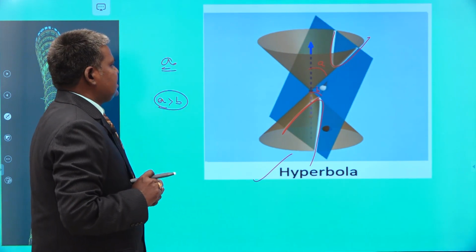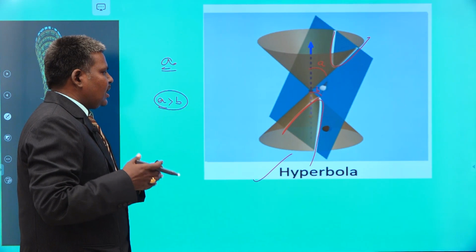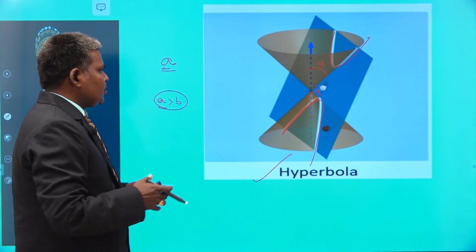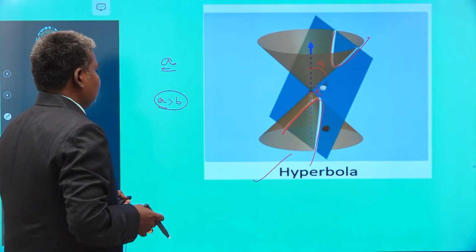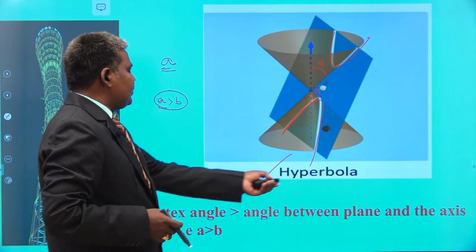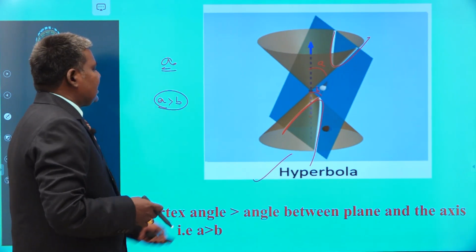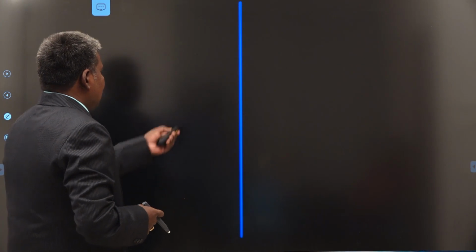Now it is summary time. What I explained previously, parabola, ellipse, hyperbola, I would like to show all these three things by some animation. Here the vertex angle is greater than the angle between the plane and the axis, that is A greater than B, we obtain hyperbola. Now let us summarize all these things.